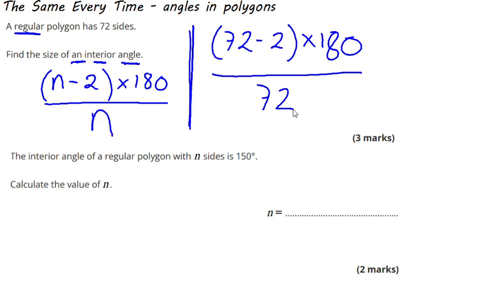So calculator job for that one, use the fraction button. So fraction button and top of your fraction bracket 72 minus 2 bracket times 180. At the bottom of your fraction, divide by 72 and we get the answer of 175 degrees. Now the next question on here is asking us to kind of do this in reverse. They are telling us the size of the angle and they want to know the number of sides.